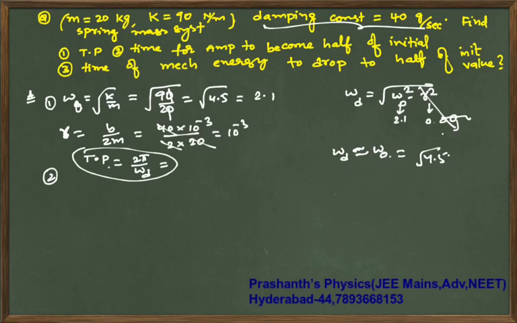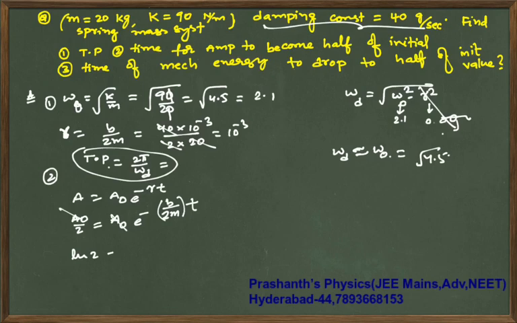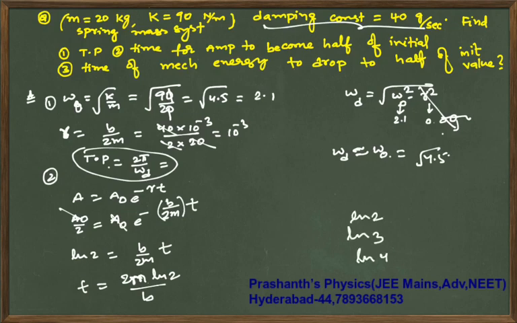Now your second bit, time for amplitude to become half. A is equal to A naught times e power minus gamma t. A naught by 2 is equal to A naught times e power minus B by 2m into t. Apply ln on both sides. A naught will cancel off. Ln 2 is equal to B by 2m into t. From here, t is 2m into ln 2 by B. In chemistry, you will learn ln 2, ln 3, ln 4 in first order reactions, chemical kinetics. So it will not be a big deal for you to learn this content.